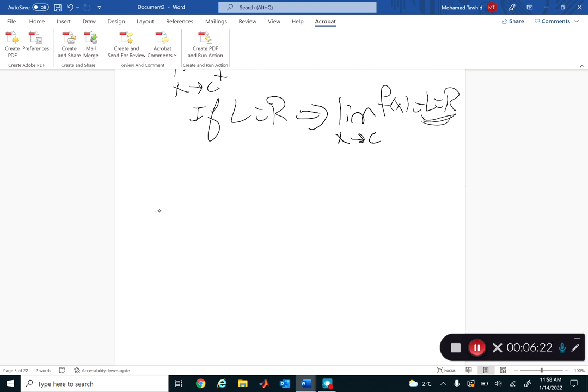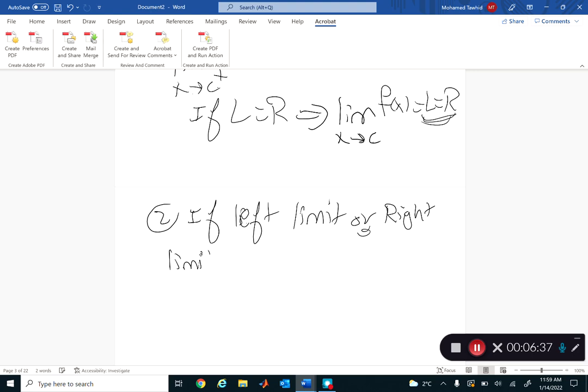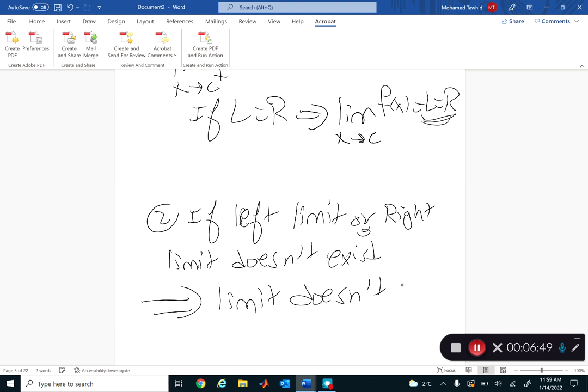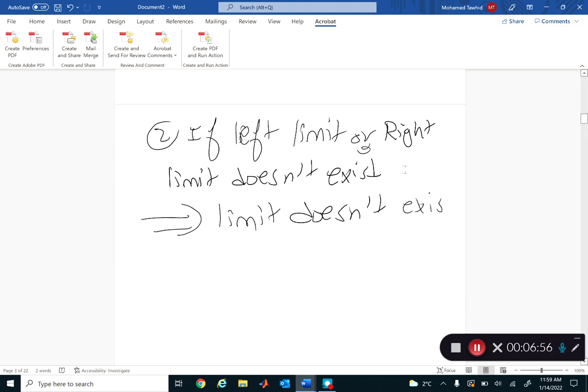I'm going to give you an example for each case. Case number 2: if the left limit or the right limit does not exist, then you quit. Then the limit itself does not exist. If one of the left limit or the right limit does not exist, then the limit itself does not exist.